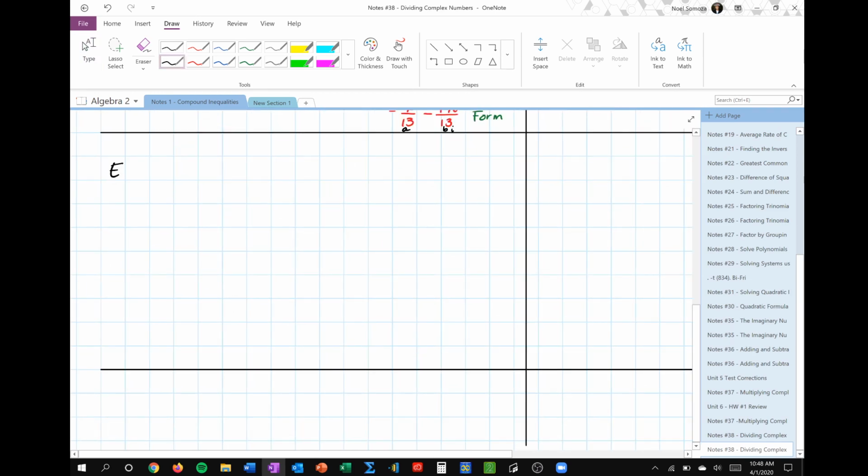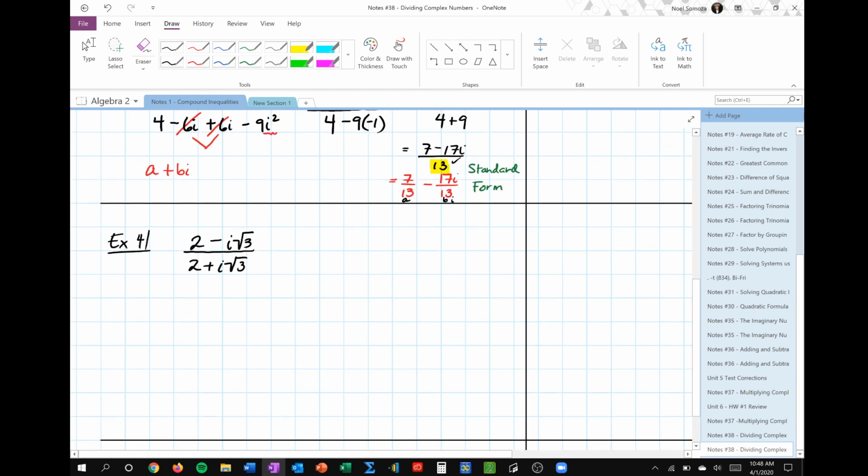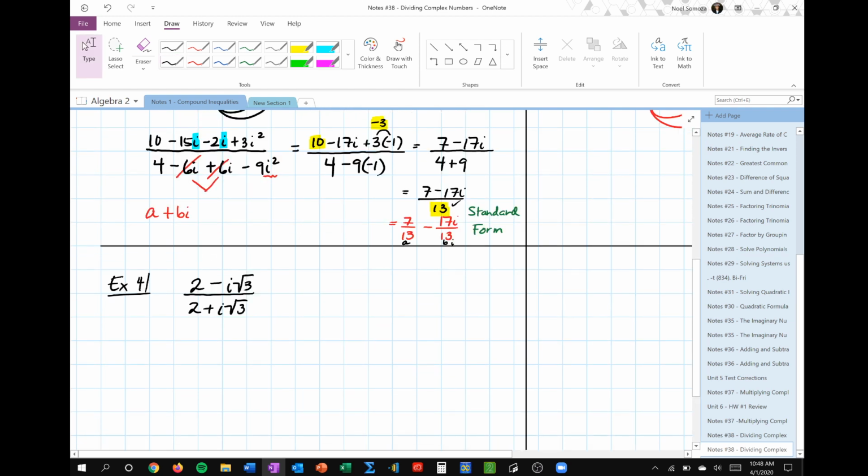Okay. Example number 4. Okay, so we're going to add a little bit of a challenge. We're going to start here with 2 minus i root 3 all over 2 plus i root 3. Okay, so the added element of the challenge is having to work with that square root now. But still, same idea, right?